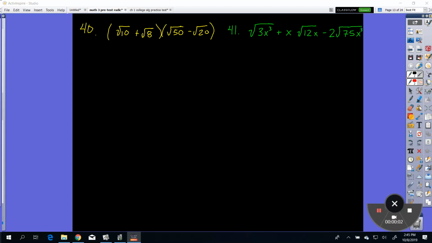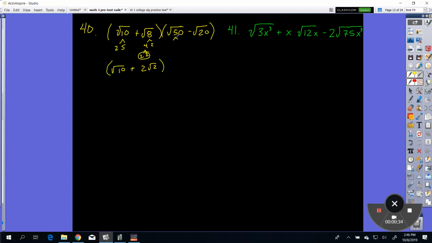All right, so on number 40, there's multiple ways to do this. I like to break them down personally first like this so I can see what it is. You can break them down after, but I like to break them down. 2 times 5. 8 is 4 times 2. And then 4 is 2 times 2. So there's a pair of 2's, they come out, so that's 2 square roots of 2. 10 didn't break down, so it's still 10.